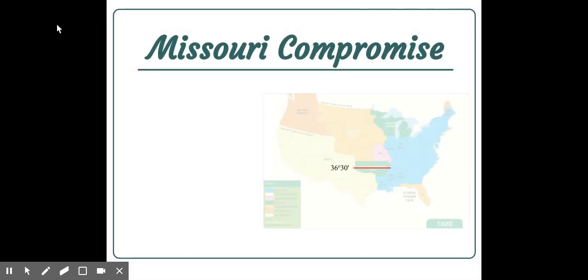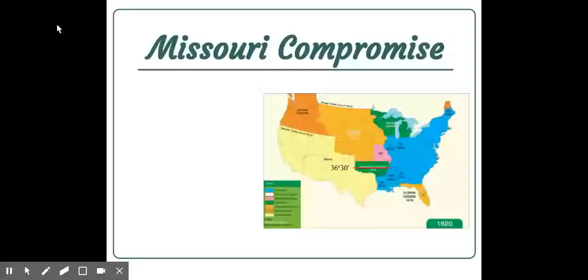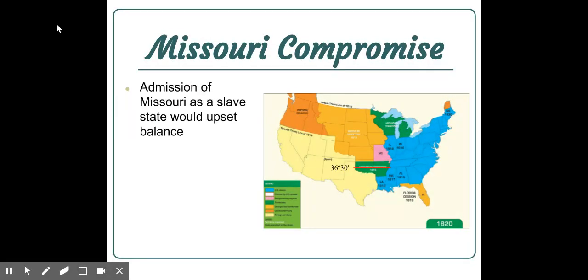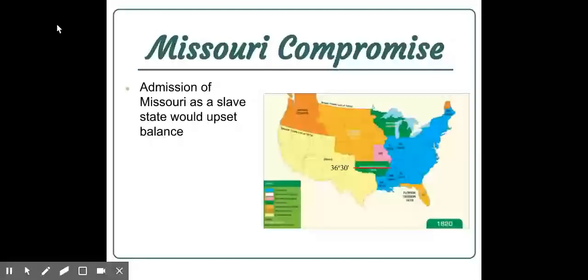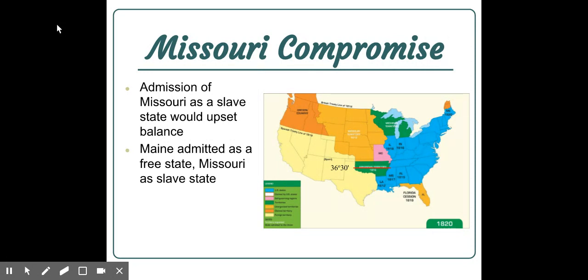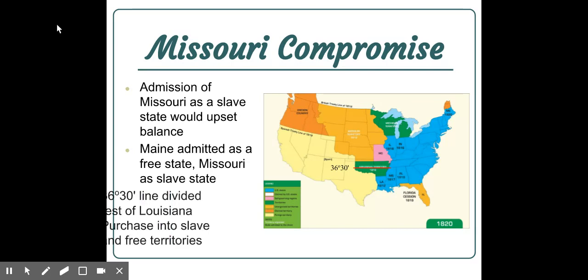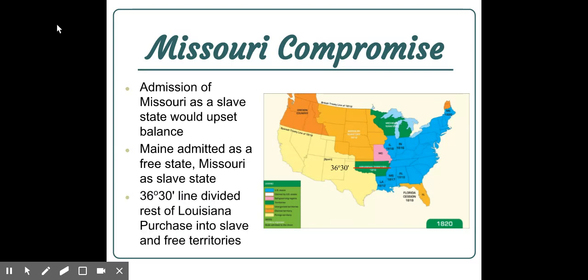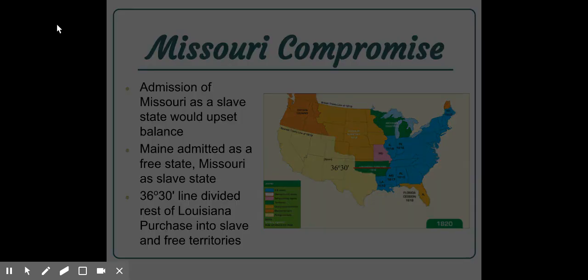Now, the Missouri Compromise of 1820 we have talked about, and that's also the Missouri Compromise line, the 36°30' line, and we did admit Missouri as a slave state, knowing that we were also going to admit Maine as a free state. So even though Missouri is above the 36°30' line, we did admit them. Any other state that's going to be admitted to the United States, they would basically be free states. The 36°30' line did also divide the rest of Louisiana into slave and free territories.